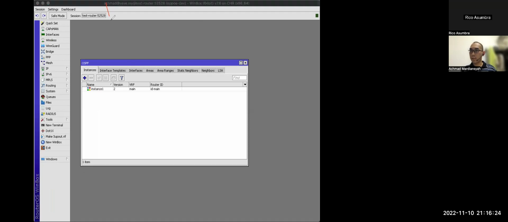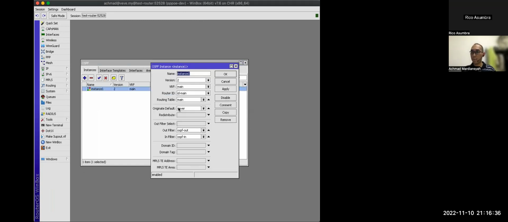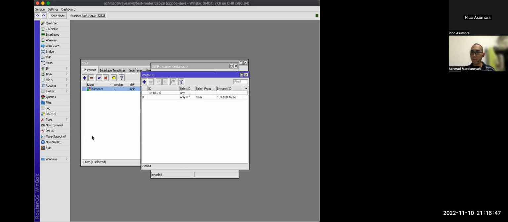Okay, so this is my test router. This is the instance. Make sure this router ID is unique in your network. You can define your router ID here.